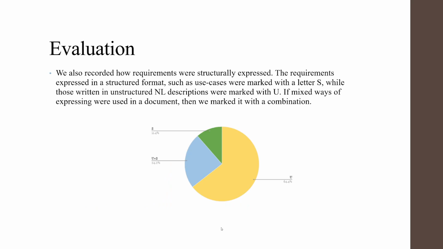We also recorded how requirements were structurally expressed. The requirements expressed in a structural format such as use cases were marked with the letter S, while those written in unstructured natural language descriptions are marked with U. If mixed ways of expressing were used in a document, then we marked it with a combination. We could infer from the statistics that most of the natural language requirements in this dataset are written in an unstructured form, which means it would be quite possible to detect natural language defects within them.